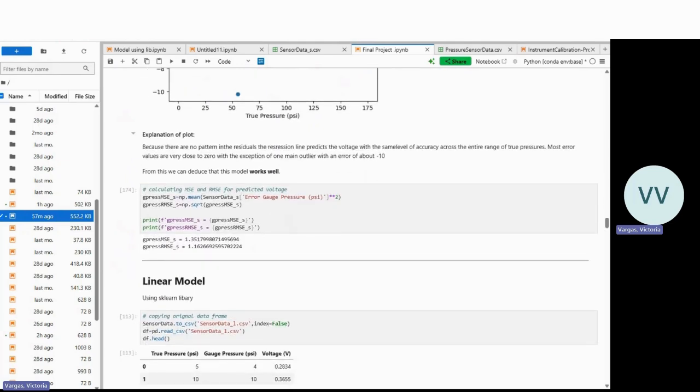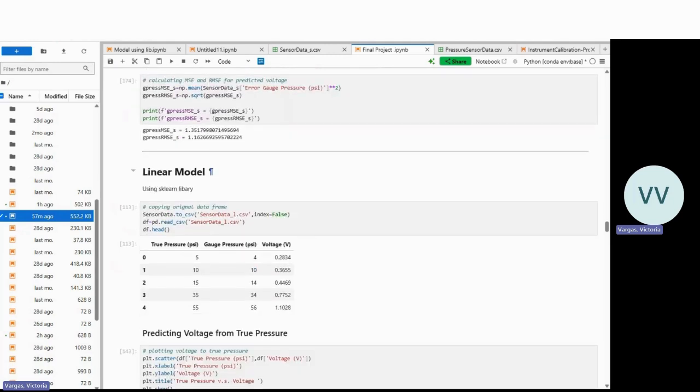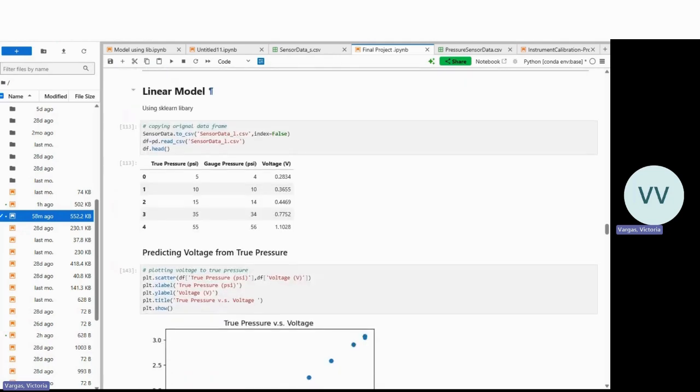And calculating MSE and RMSE. Again, as we stated before, a low RMSE usually means that the model is going to be very accurate. Here, 1.16 is also going to be considered a low, or an accurate model, sorry, because 1.16 is a low number. So now we have the linear model.